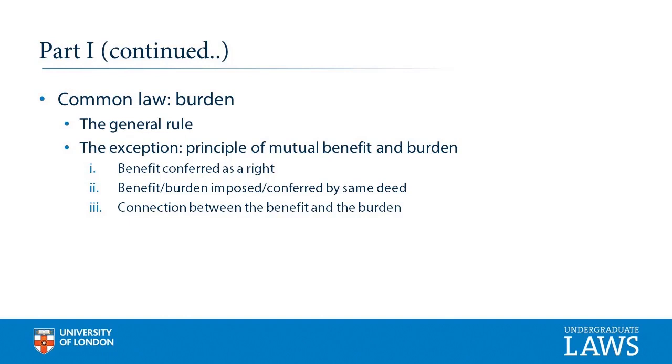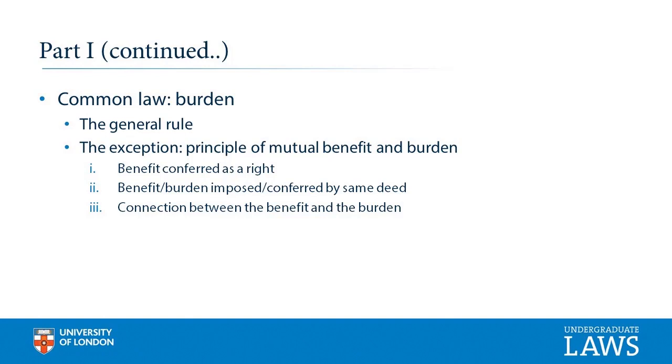The one exception to the general rule can be stated in these terms. A successor in title to a covenantor cannot take the benefit of a particular transaction without submitting to the corresponding burden of that transaction. This exception is commonly referred to as the principle of mutual benefit and burden. It is neatly illustrated by Halsall against Brazel.